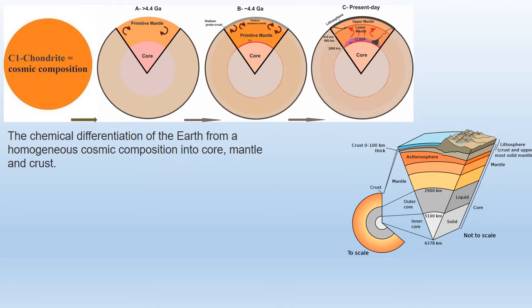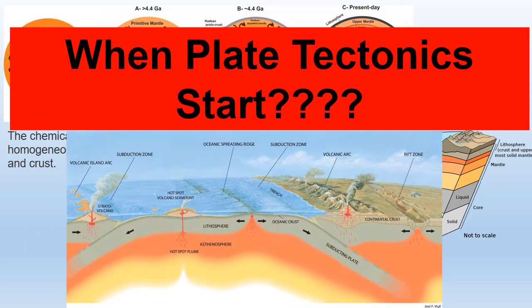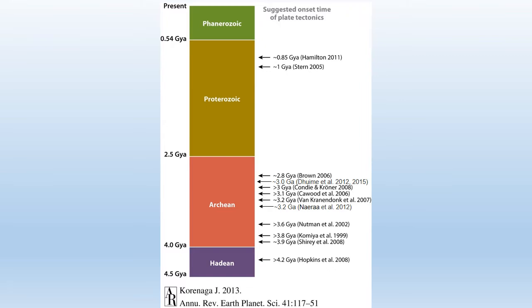geodynamic structure of the Earth with lithosphere, continental lithosphere, upper mantle, lower mantle, and core. So the chemical differentiation of the Earth from a homogeneous cosmic composition into core and mantle gave us the plates. But when did plate tectonics and subduction start? There are several studies about the start of plate tectonics. Some of them discuss a start around the Hadean, 4.2 Ga, and other researchers discuss a late start in the Neoproterozoic, like Stern.